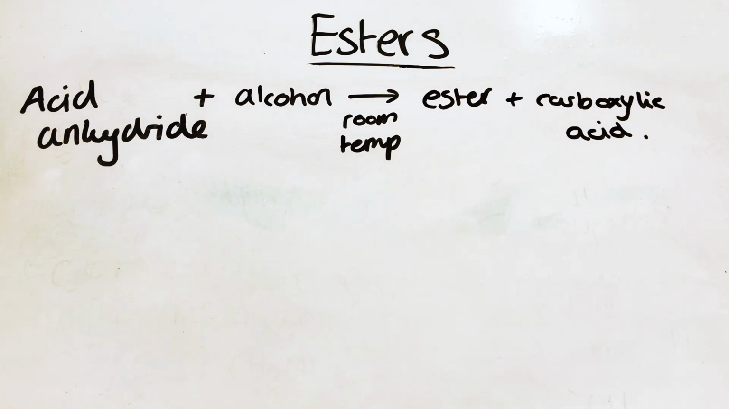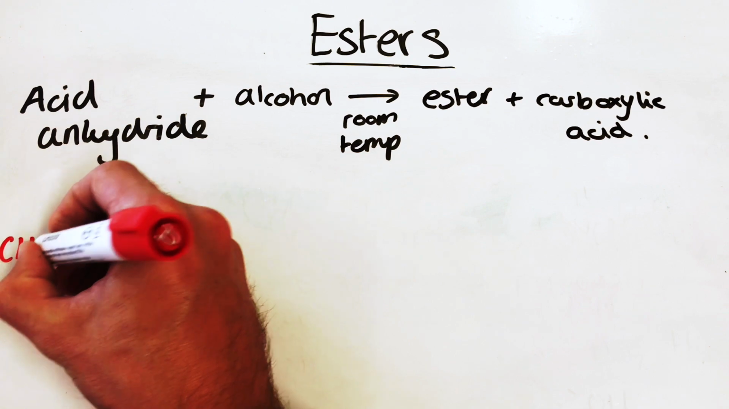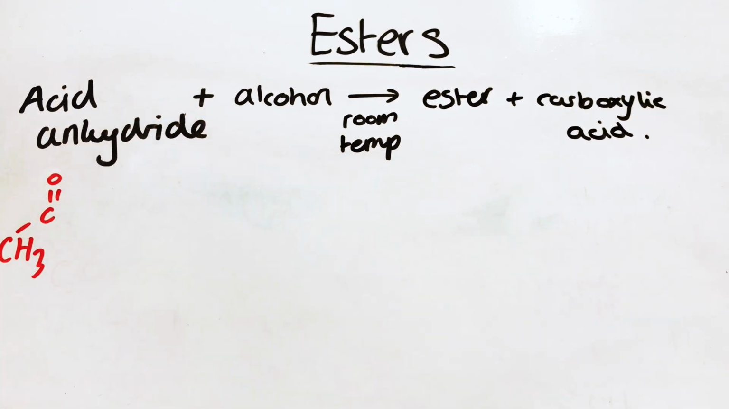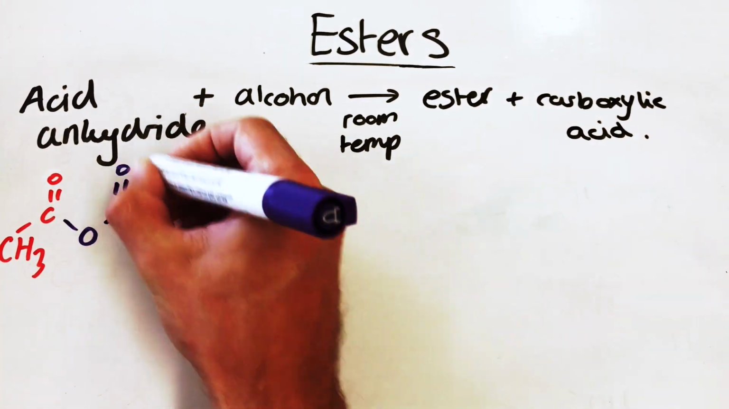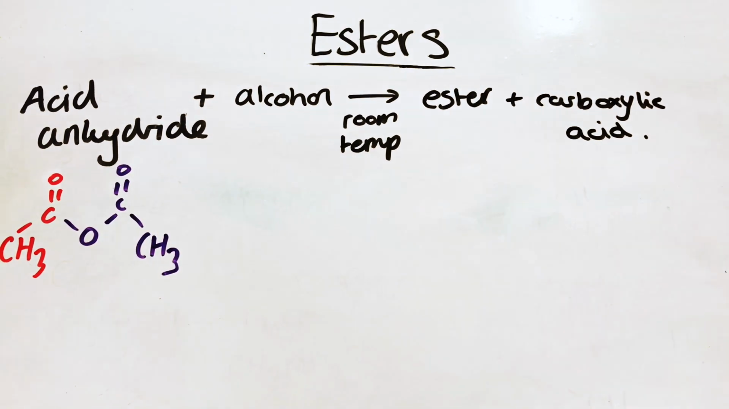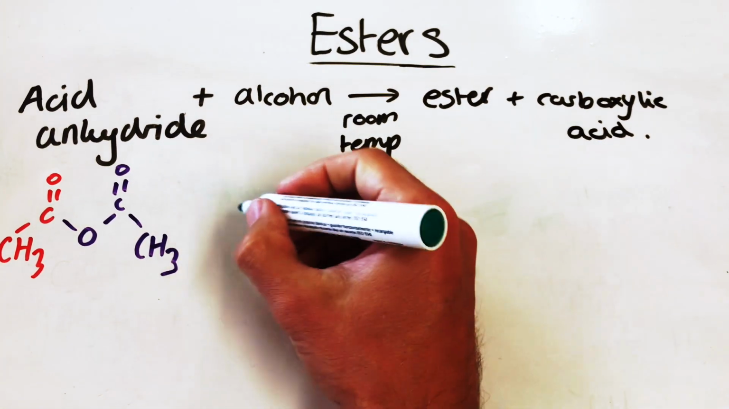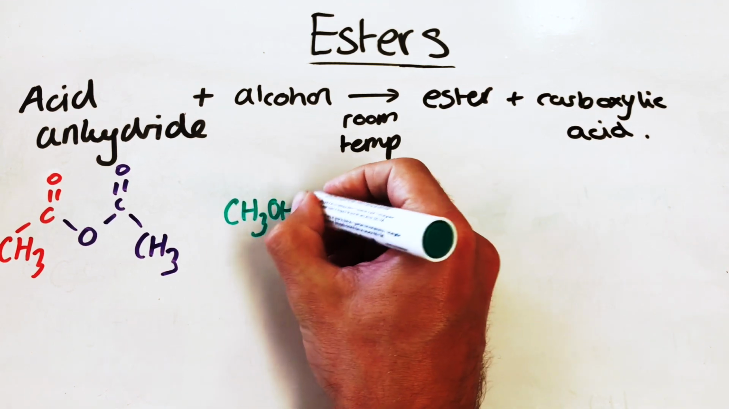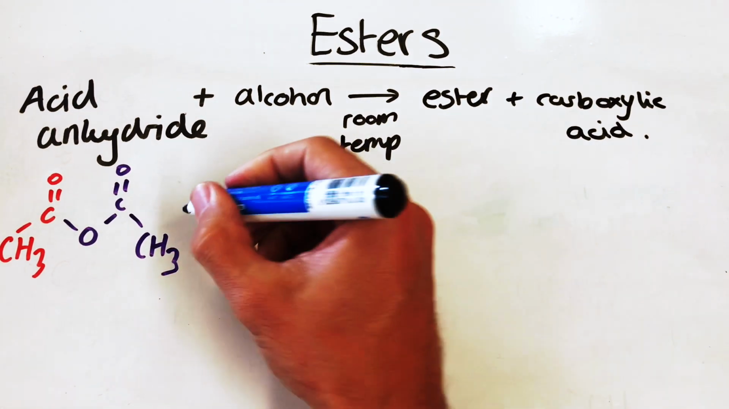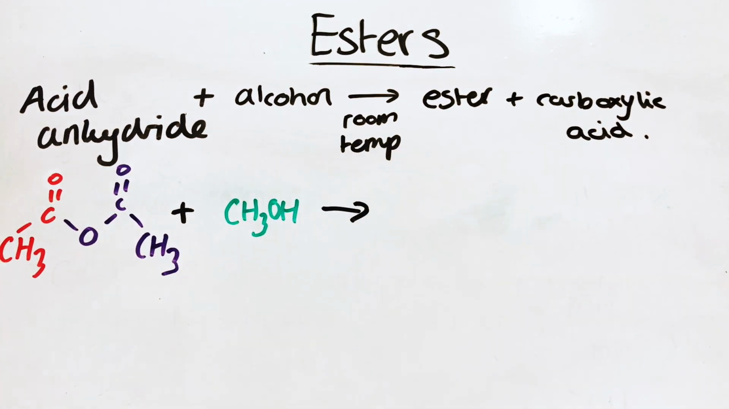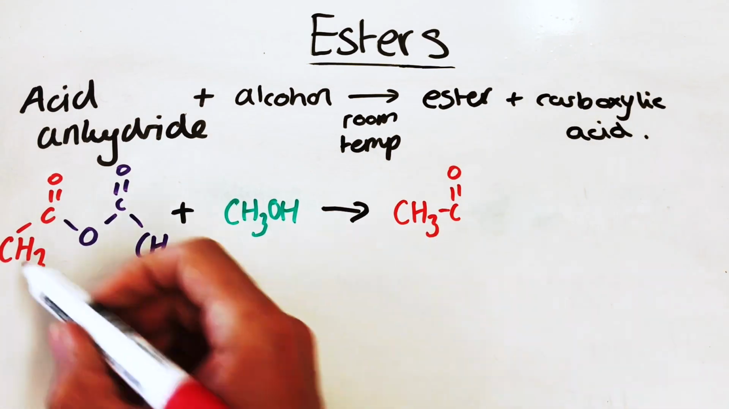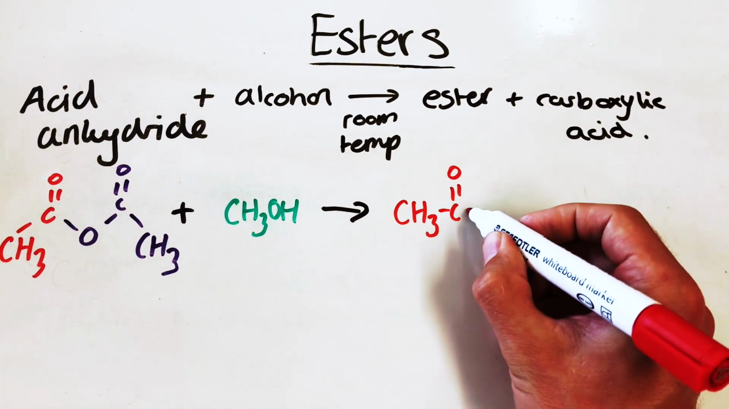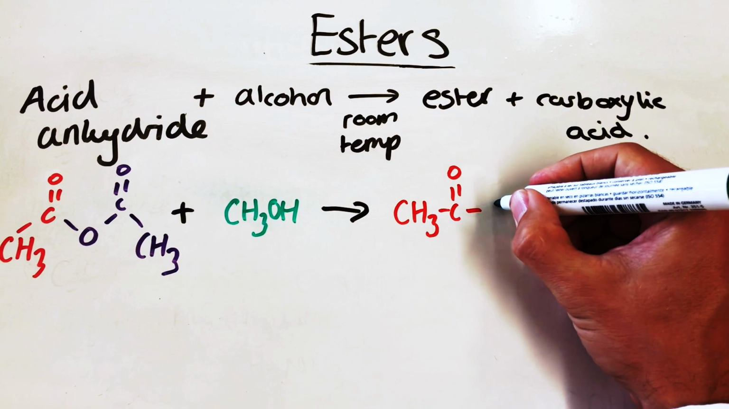So I'm going to use ethanoic anhydride as the example. So this would be CH3, C double bonded oxygen there. I'm going to draw the rest of the anhydride in a different colour so you can see where the groups leave to. The alcohol I'm going to use is methanol, so CH3OH. As I say, the reaction goes to completion, so that's a big advantage. Our ester will form from the CH3CO from the anhydride. The rest of the ester will be made up of the alcohol.